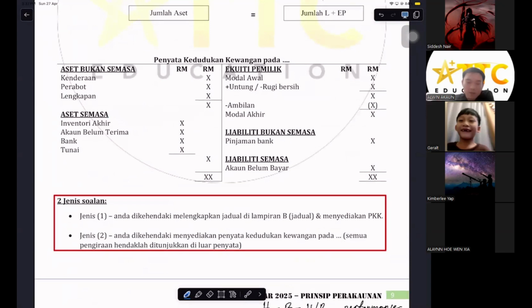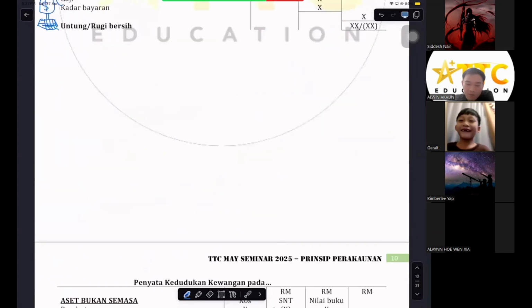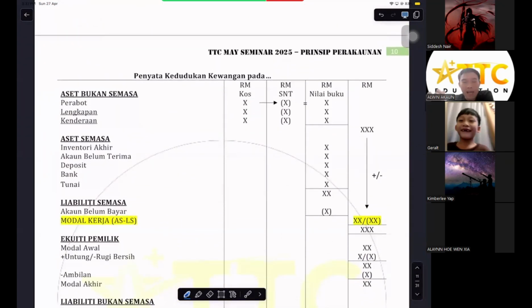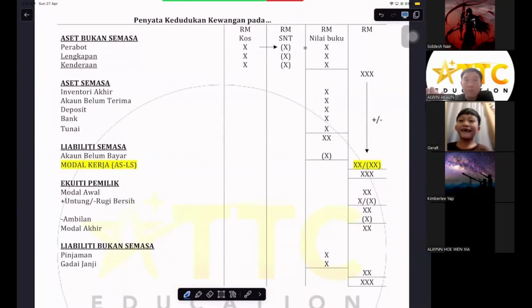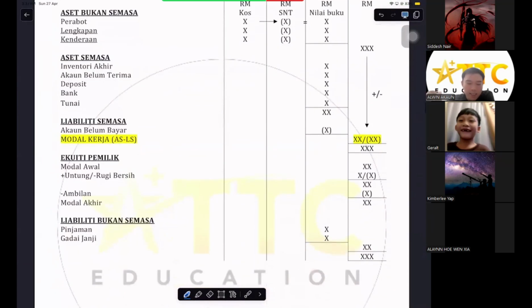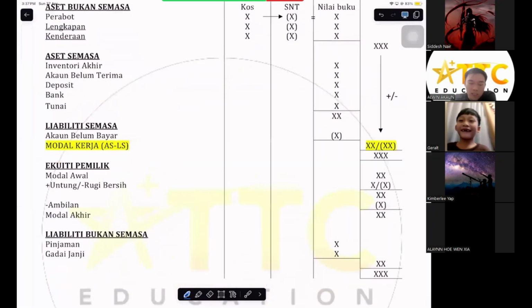Okay. Now, you see here, for chapter 8 and 9 onwards up to SPM, you'll be using penyata kedudukan kewangan in a statement format, top to bottom. Here, there's one thing that you need to consider. Asset semasa must minus off your liability semasa to get this modal kerja. This is a very big requirement in your exam because here definitely got 1 mark.